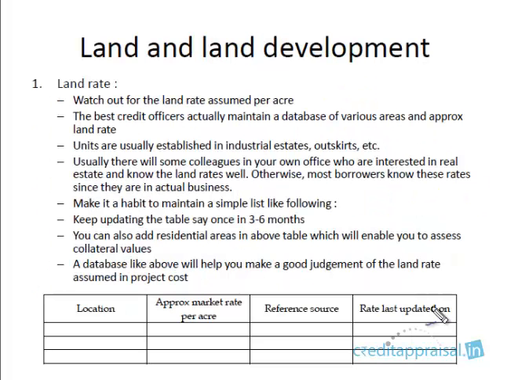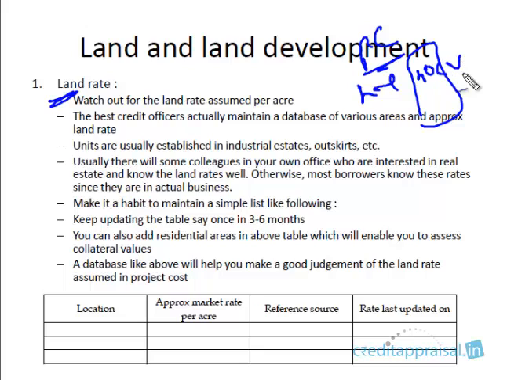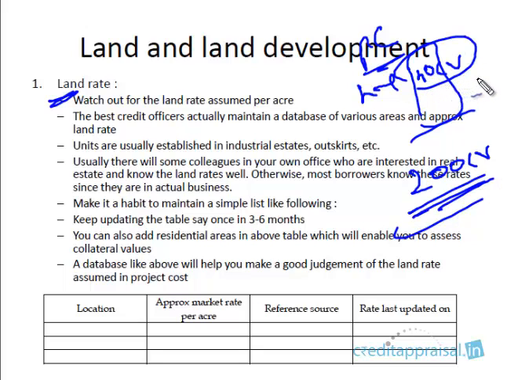The first item is the land and land development. Here you have to be very careful about the land rate. In a project cost, say the company is saying the land cost is 40 crores, and finally the other items put together, the company is arriving at a project cost of 200 crores. This is a big project, and the land is forming a very substantial portion, 40 crores. So you have to see how this 40 crores was arrived at.